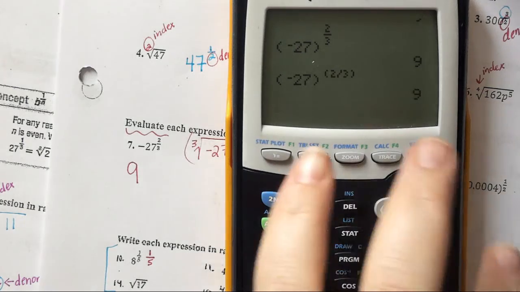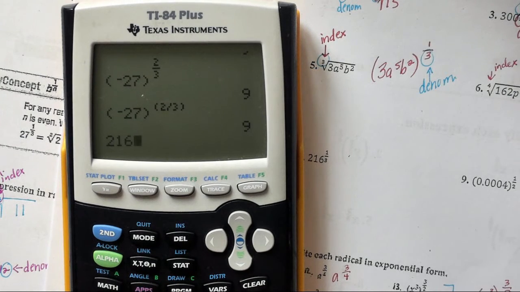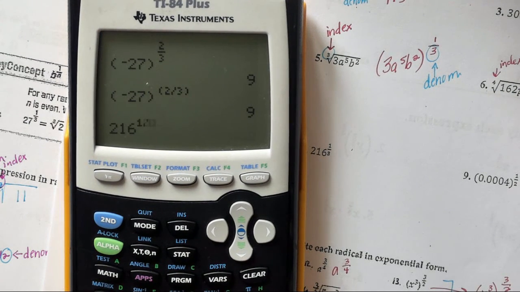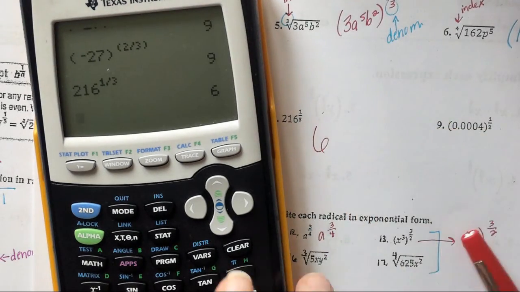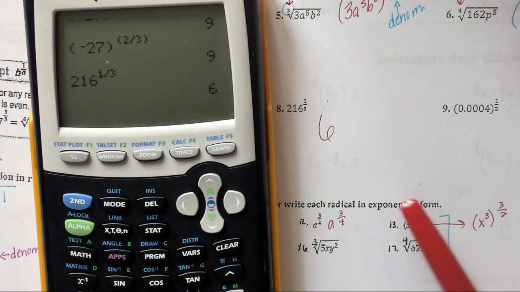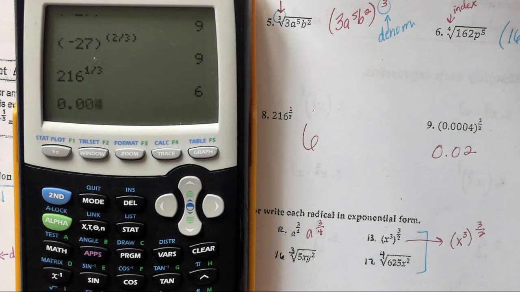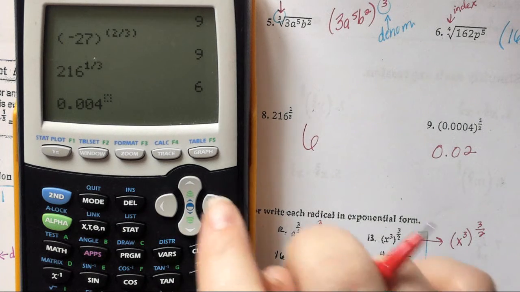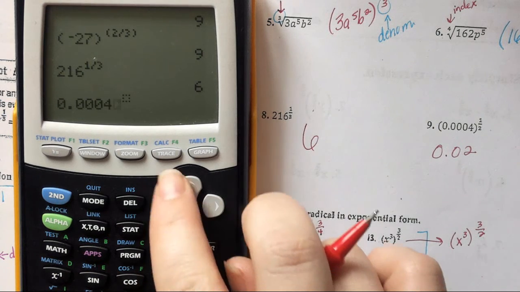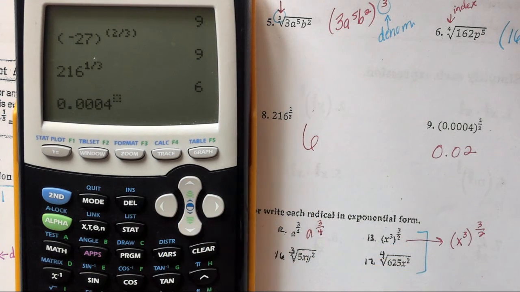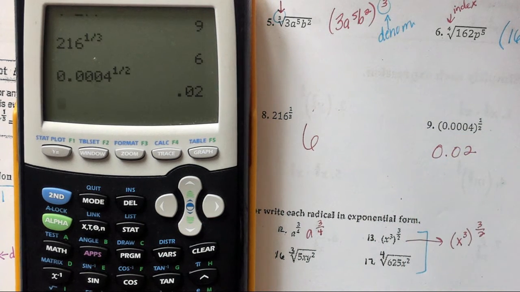Okay, if you can beat me to the answer to 8, you can have your group a point. And you can have your group a point. 216 raised to the 1/3. The man is right, it is 6. Same thing for number 9. He gets another point for his group. Raised to the 1/2. Oh, I didn't put in enough zeros. He is correct on that as well.